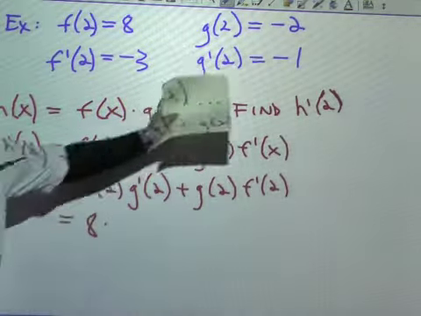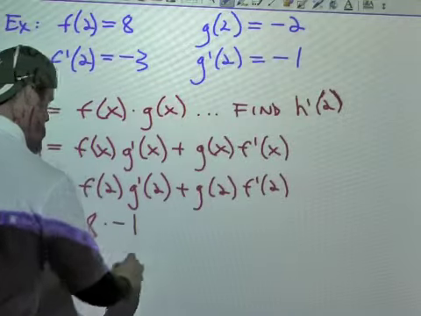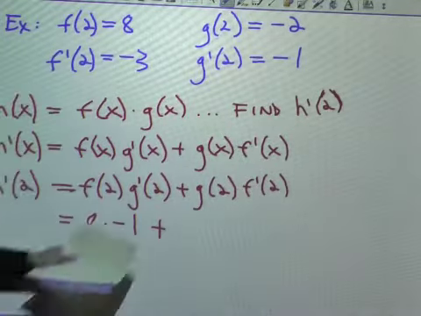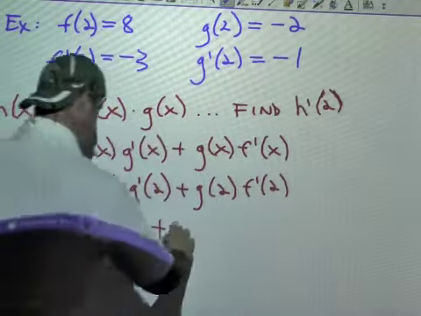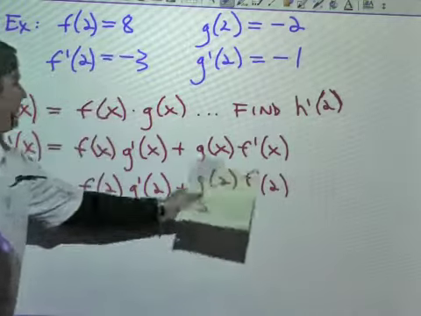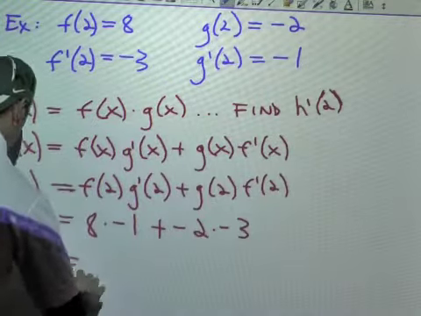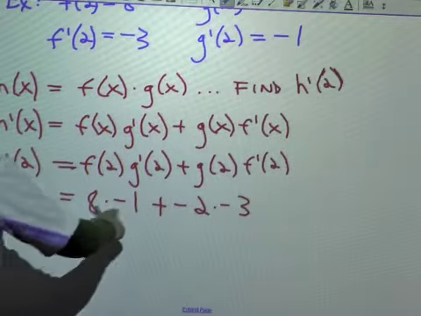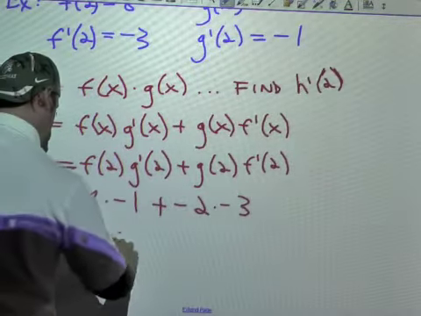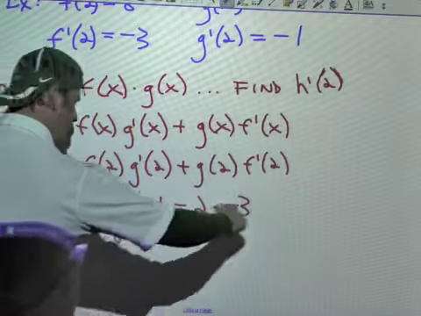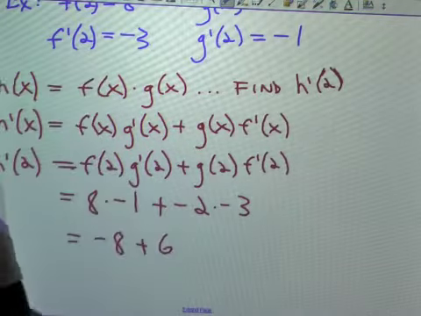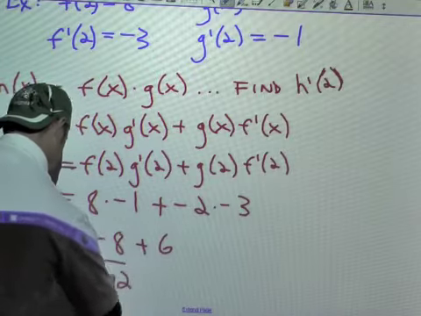G prime of 2 is -1. G of 2 is -2. F prime of 2 is -3. To work out the answer, do the multiplying first. So this is -8 plus +6, which gives us the answer of -2.